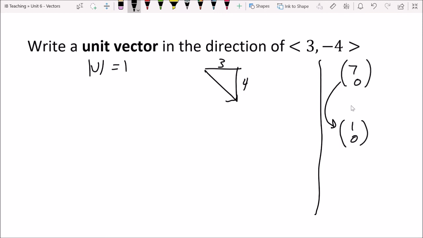And please don't say subtract 6, because where would you get 6 from? The easy way to do it is to divide by the given magnitude. And when I do that, 7 divided by 7 gives me 1, and 0 divided by 7 gives me 0. That's going to be the process for how we get a unit vector. So in order to find a unit vector, what we're going to do is just divide by the magnitude.